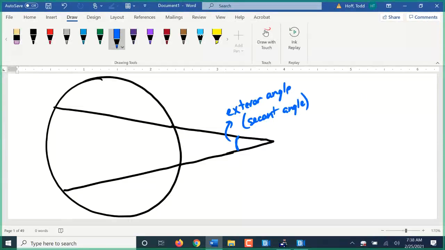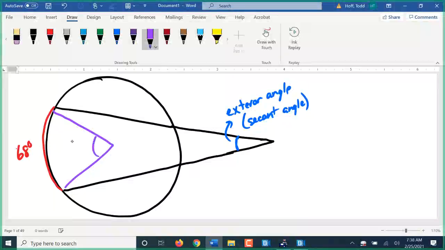Now, if we look at the size of that angle, if I know that this arc over here, let's say that that is 68 degrees, I know that the central angle on that arc would also be 68 degrees. And I know that the inscribed angle on that arc would be half of the 68 degrees. It would be 34 degrees.